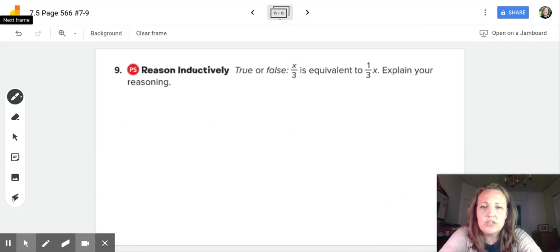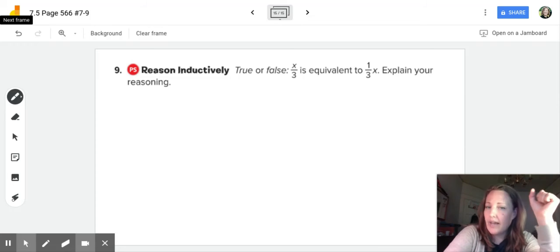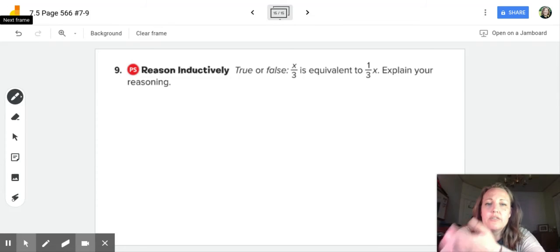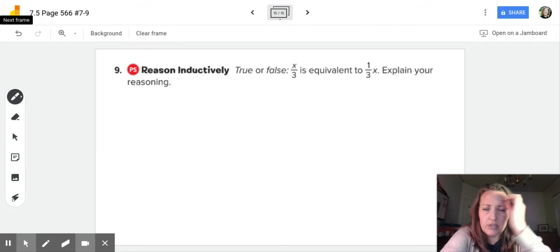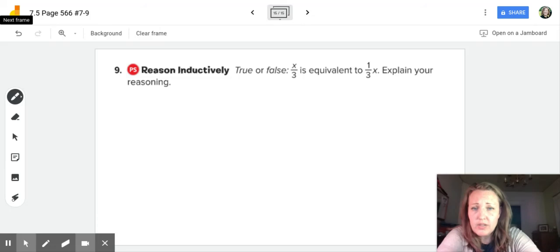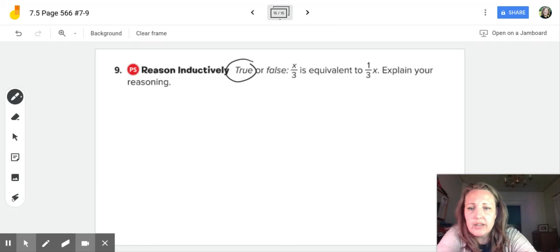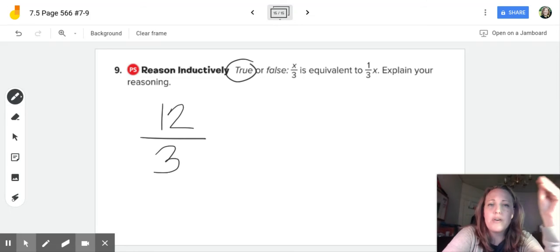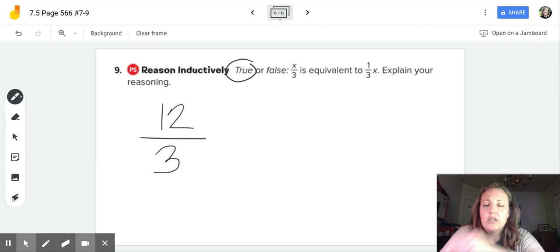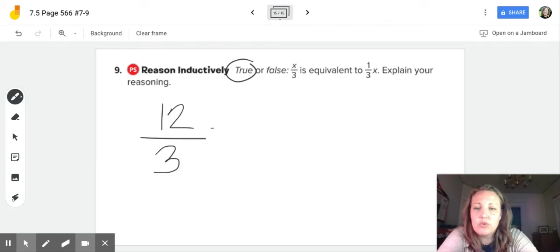Okay, the last question, true or false? Something x, some value, divided by 3 is equivalent to 1/3 of x. Explain your reasoning. It is true. Okay, so it is true. And we're going to show that by just kind of, let's plug something in. I know if I plug in 12, right? 12 divided by 3, and I'm substituting 12 for the variable x. What is that? That's 4, right?